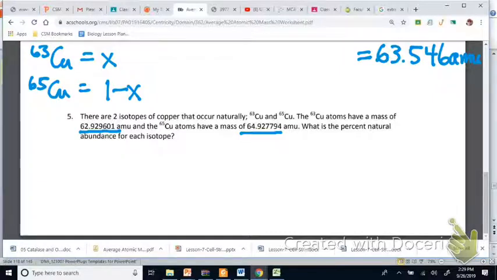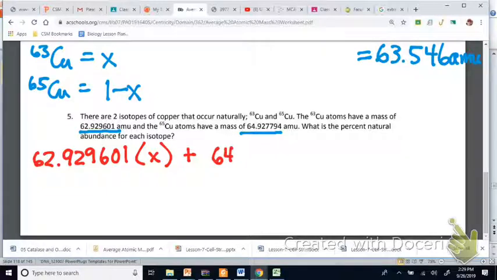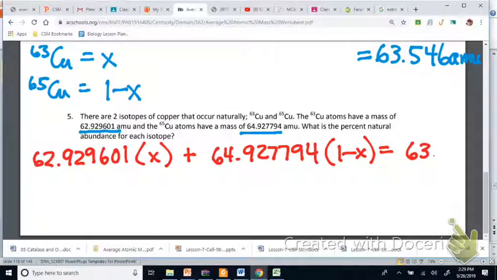So now I'm going to have one big equation with one unknown, and it's going to look something like this. 62.929601 times X plus 64.927794 times 1 minus X is equal to the average mass, which is 63.546. So now all I have is one equation, one unknown. I just need to do some simplification.